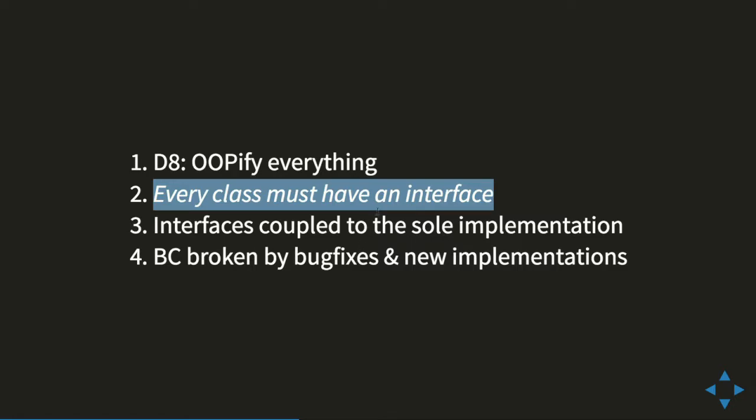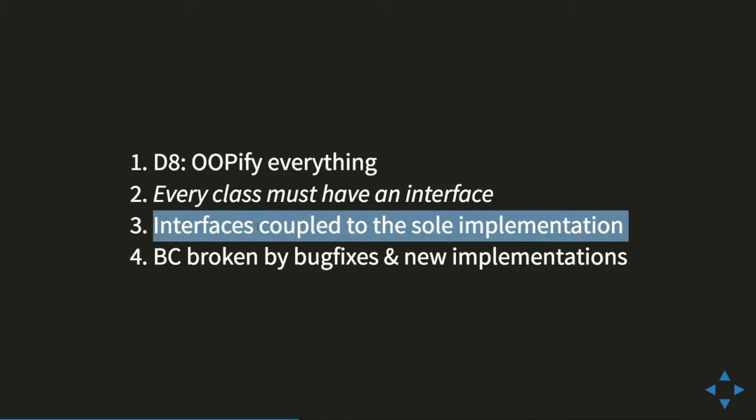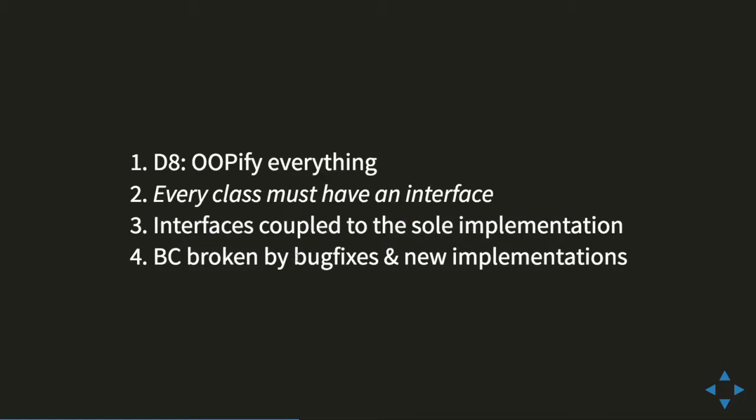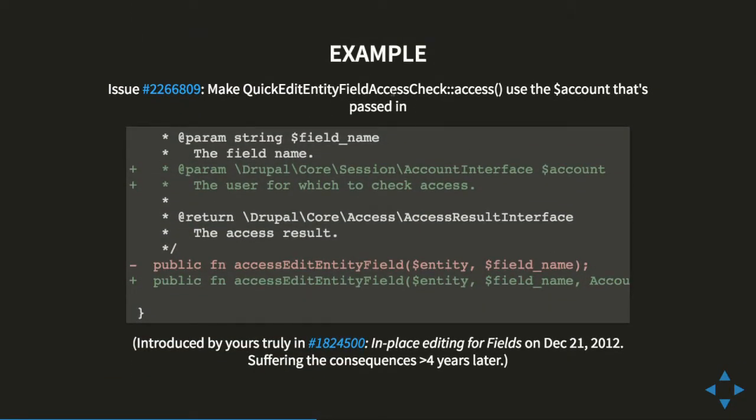Of course, that means that because we just extracted an interface out of the sole implementation, our interfaces are tightly coupled to that single implementation, which means that as soon as we find bug fixes that we need to do and need to change the signature of some of the methods on the interface, we break BC. New implementations that we add in contrib or in core that surface certain needs, we break BC. An example for me, for example, is in the Quick Edit module, we have an access checker. Turns out we weren't actually using the current user account, or we weren't explicit about the user that we were checking access for.